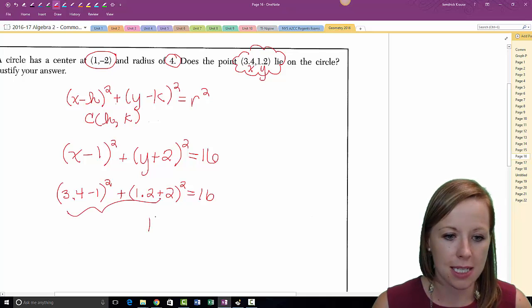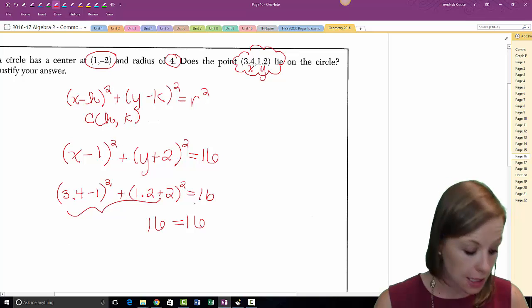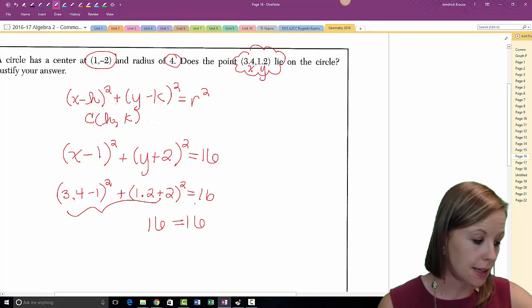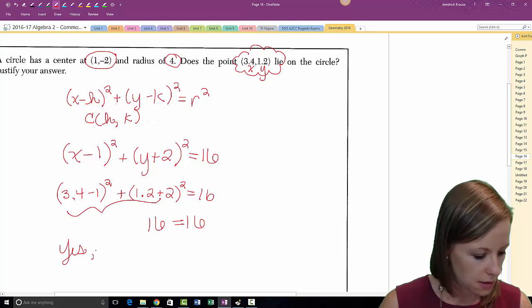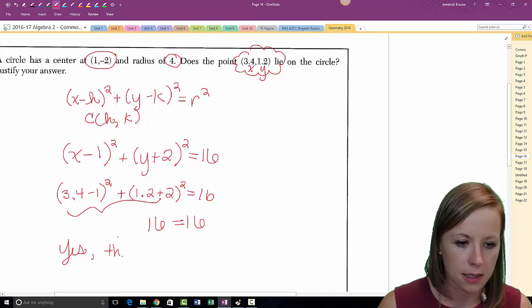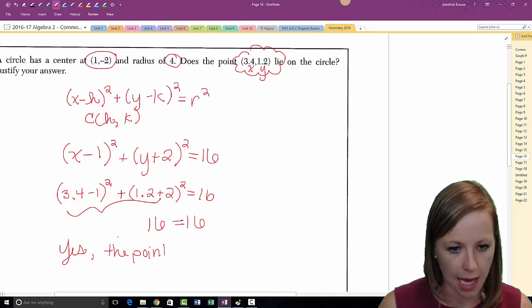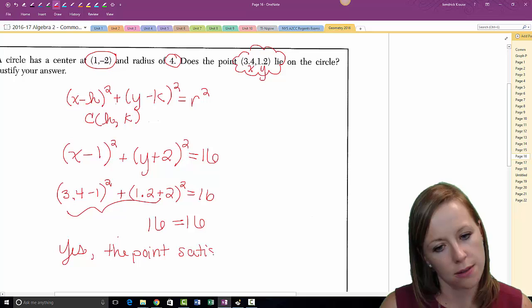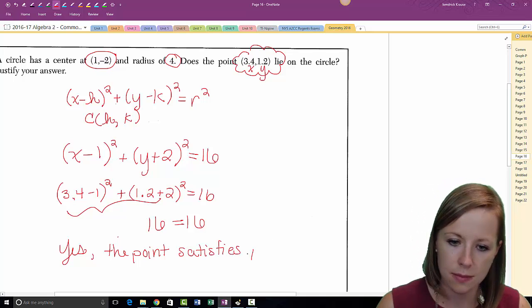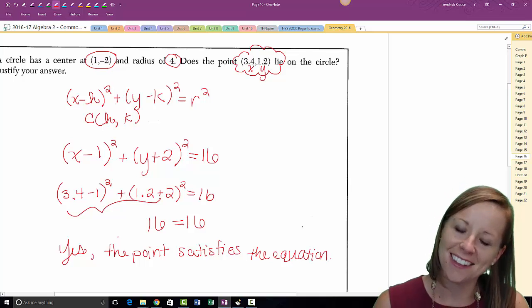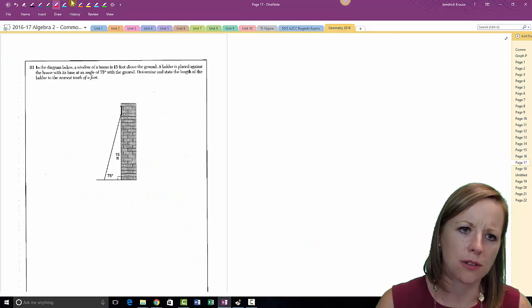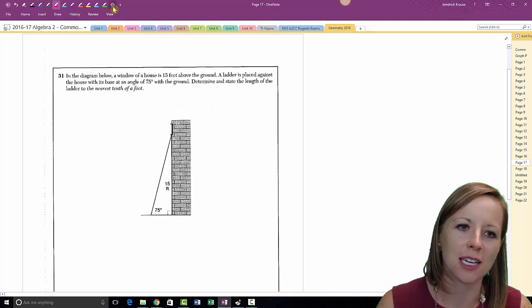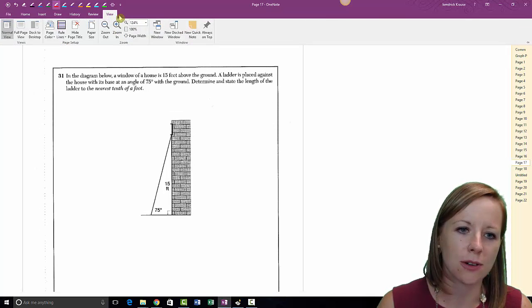This got me 16 equals 16. So since that's true, I can say that it lies on the circle. So yes, the point satisfies the equation. Yay. Okay. Let's maybe do one more here. Oh, beautiful. Beautiful trigonometry. Oh, so beautiful.